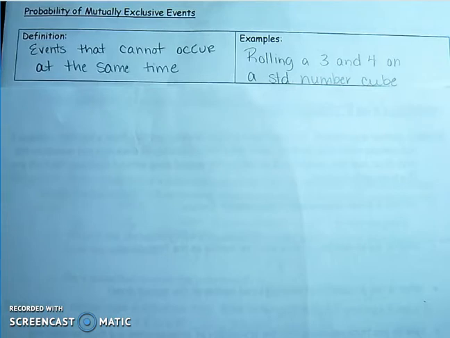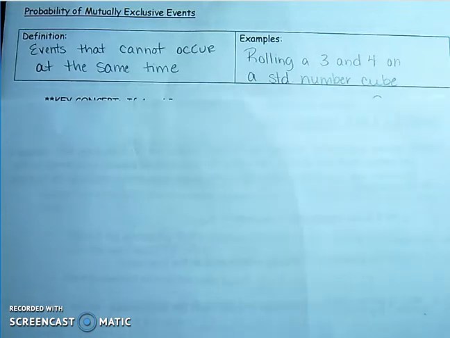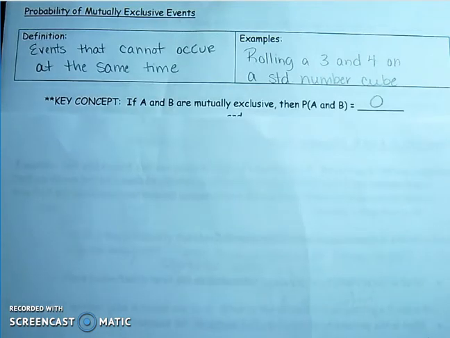So an example is rolling a 3 and a 4 on a number cube. You roll the number cube one time, you get one number. There's no way to get two numbers at one time. So our concept here is if they're mutually exclusive, then the probability of it happening at the same time is 0. So be careful on that because that is kind of a tricky question that'll come up.